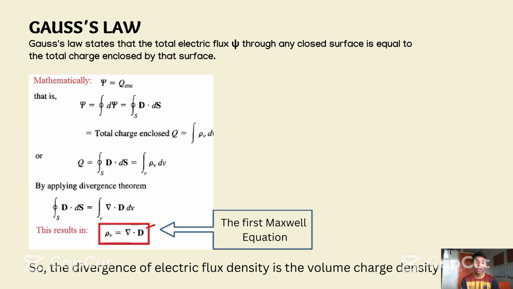The next one we will learn about is Gauss's law. Gauss's law states that the total electric flux through any closed surface is equal to the total charge enclosed by that surface. As we can see here, mathematically, electric flux equals total charge, which results in the divergence of D equals rho v. So the divergence of electric flux density is the volume charge density, which is the first Maxwell equation.